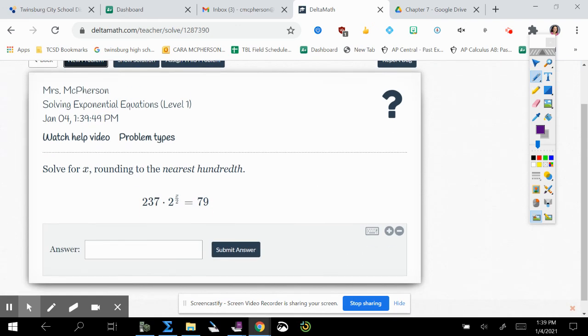So you need to isolate the exponential. Like for this one that you're looking at, you would have to divide both sides by 237. Then take the log, in this case base 2. Use a calculator. It's going to make it so much easier. And then that'll allow us to solve for x, and you will get a lot of decimals. So that is how we solve an exponential equation that only has an exponential on one side of the equal sign.